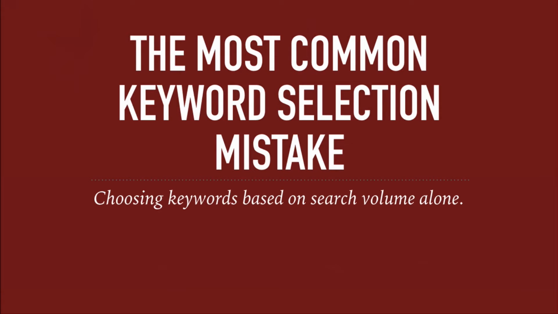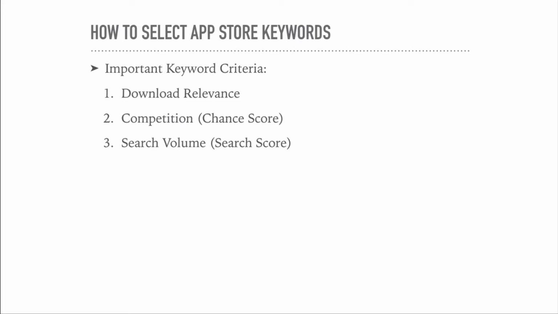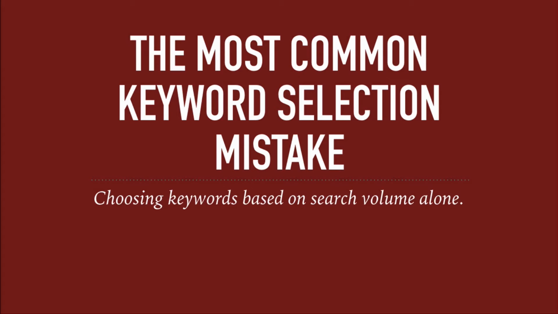Unfortunately, the most common mistake that app publishers make is that they look for keywords based on volume first. So they reverse this selection criteria and they do number 3 first, which is wrong, because download relevance is the most important factor when choosing keywords. So I made this slide red, so hopefully you remember this. Don't choose keywords based on search volume alone.